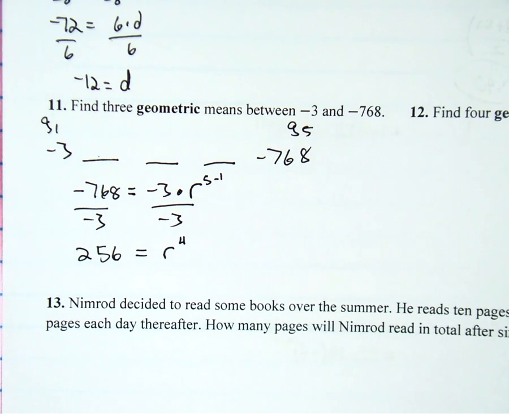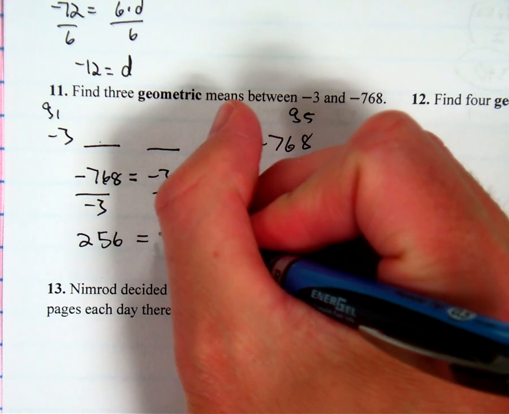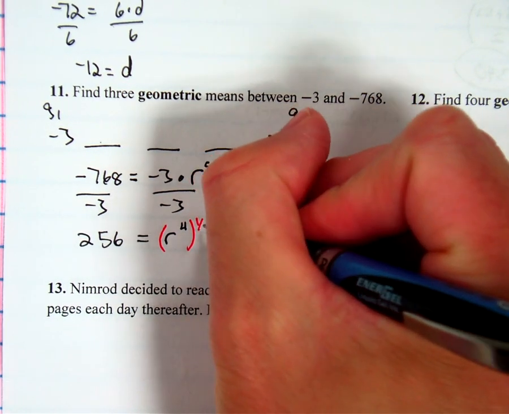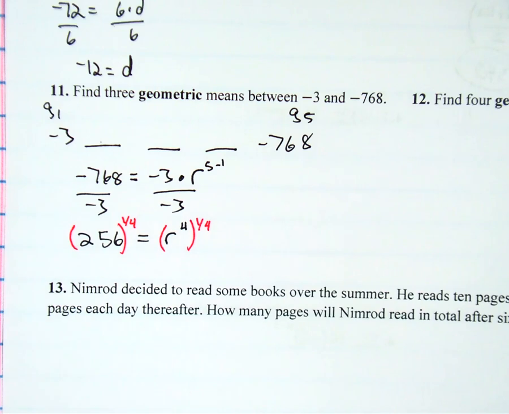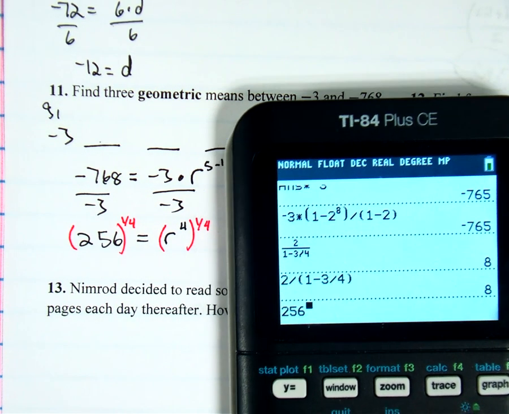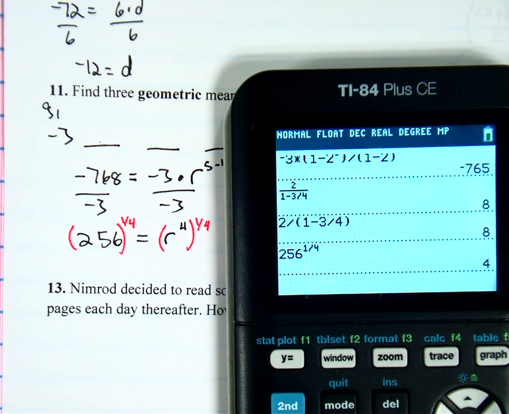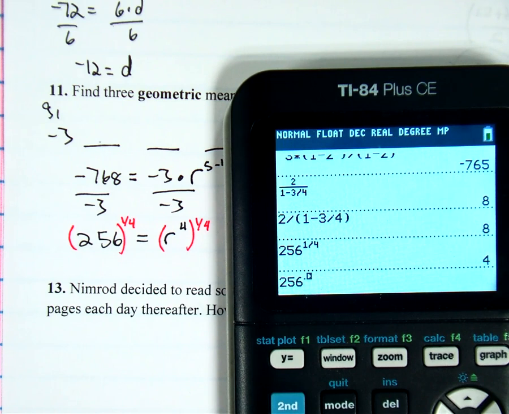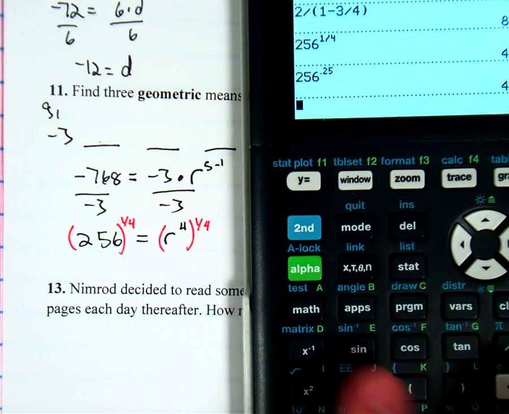Okay, and then to undo the 4th power, we're going to go with the 1/4 power. That's my preference. Not divide by 4, not multiply by 1/4. It's a power. So I'm going to take 256, power key, to the 1/4. Our r value is 4. You could do 256 to the 0.25. Okay, you could also do the 4th root. So that's going to be math.